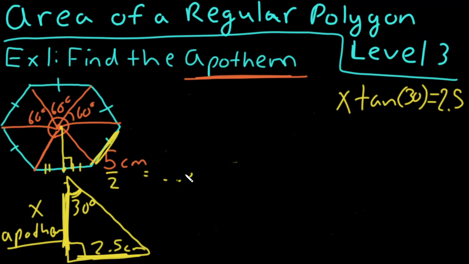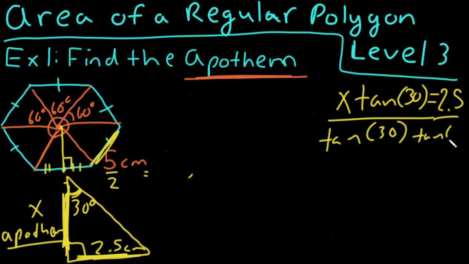Perfect. Okay. Now, going back to my pen. So now we have this, and in order to get x by itself, we're going to have to divide by the tangent of 30 degrees. And what we do to the left, we have to do to the right. So I'll divide by the tangent of 30 degrees.